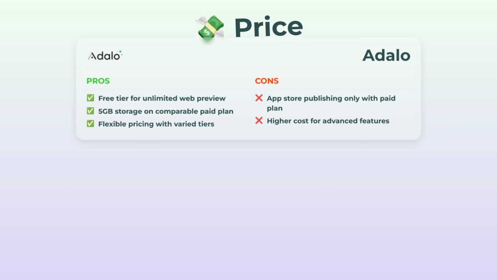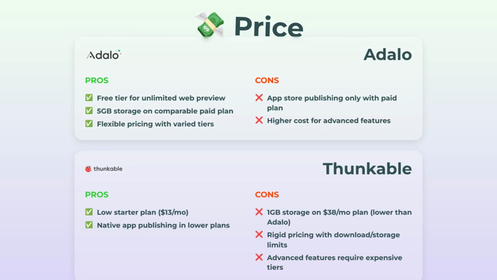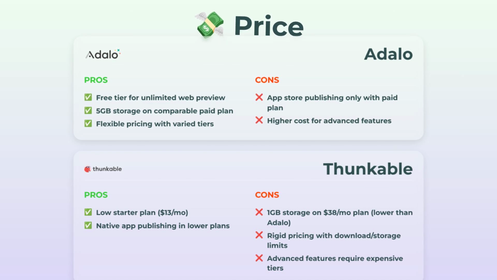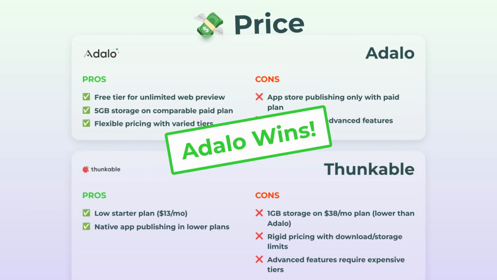Now, Thunkable comes in with a lower starter plan at just $13 a month. You get native app publishing on those basic plans, which is cool. But oh, here's the catch. Storage is only 1 GB even on the $38 a month tier, much less than Adalo, and honestly the pricing feels kinda rigid, limited downloads and storage unless you pay extra. And those advanced goodies? You guessed it, even pricier tiers. So between the two, Adalo just edges ahead if you want more bang for your buck and don't mind web publishing on the free plan.